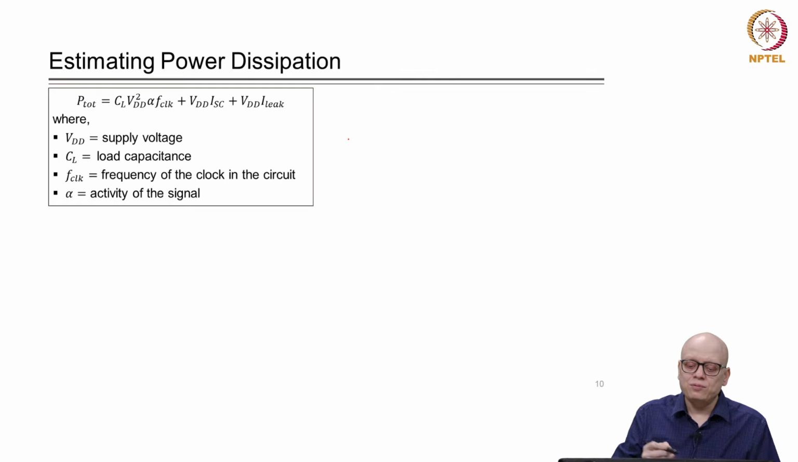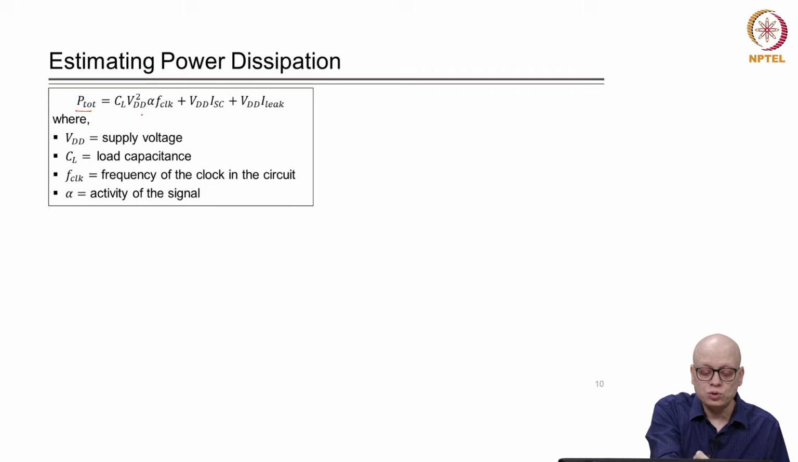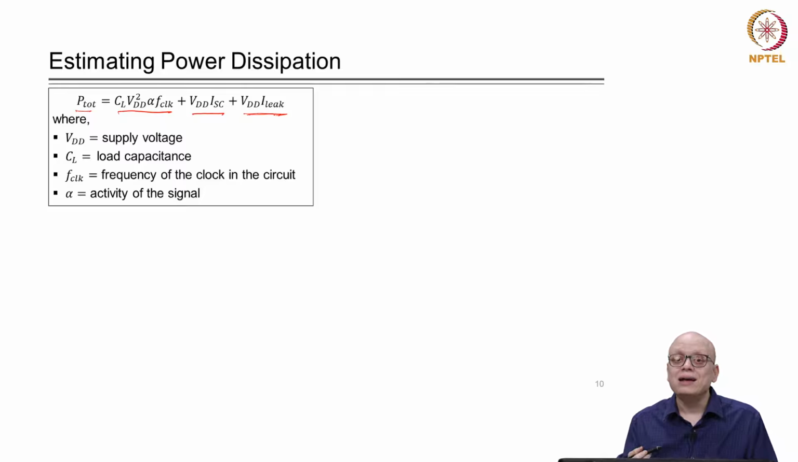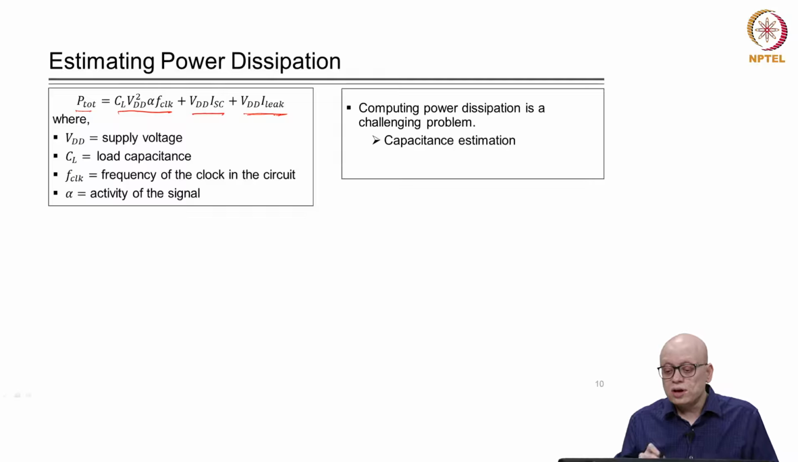Now, we have seen how to compute the power. So, P total is equal to the switching power, the short circuit power, and the leakage power or static power dissipation. These are three components. Now, given a design or a circuit, how does a tool compute this total power dissipation? Computing power dissipation is a challenging problem.